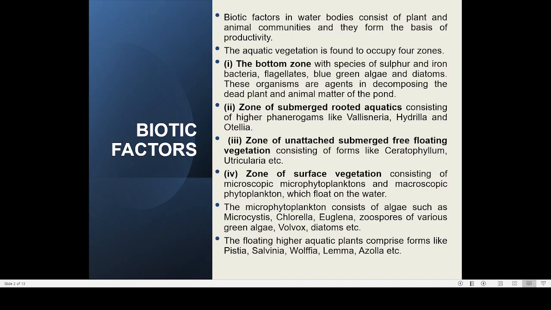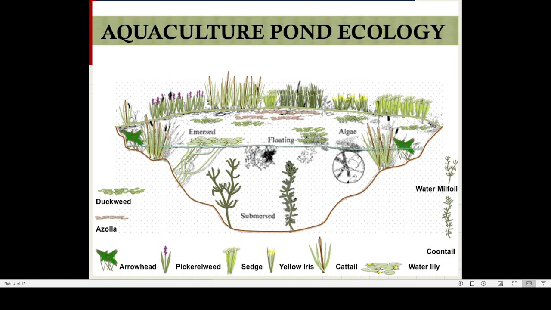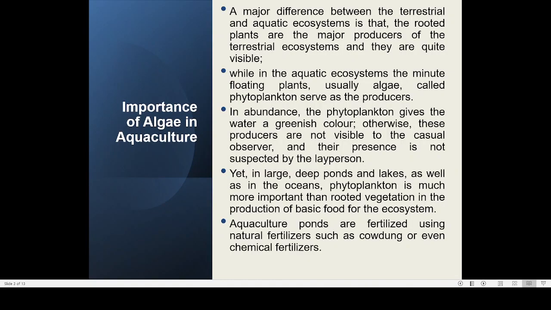So when you describe the biotic factors, we have to tell about these different layers. You have to keep this picture of the pond in your mind, and then you should explain the four layers: the bottom layer, the surface layer, the layer of submerged rooted aquatic plants, and the layer of submerged unattached plants. These are the four different types of plants which are present in any aquatic ecosystem. Then another topic is the importance of algae.